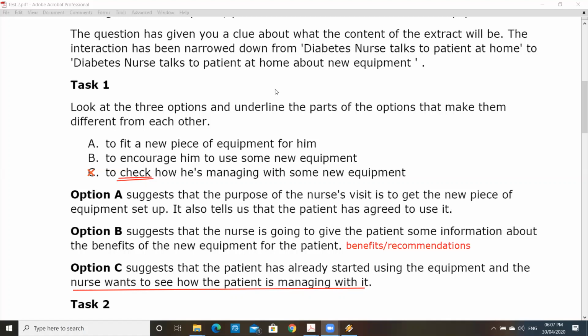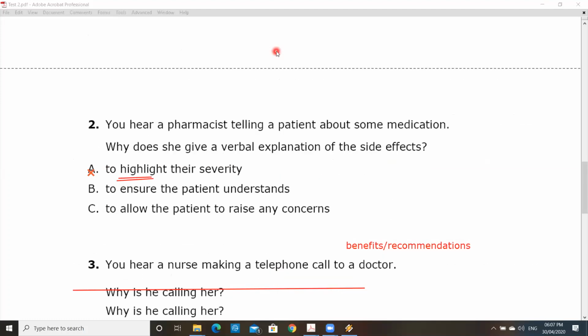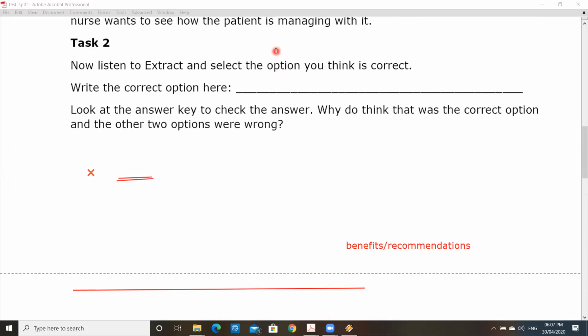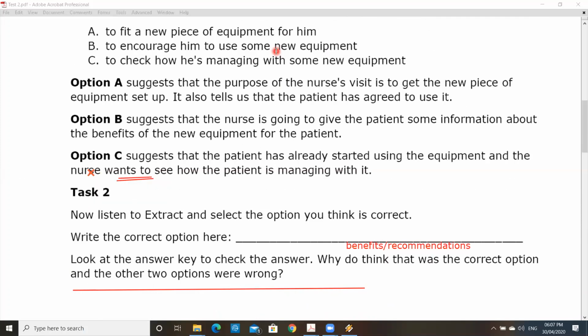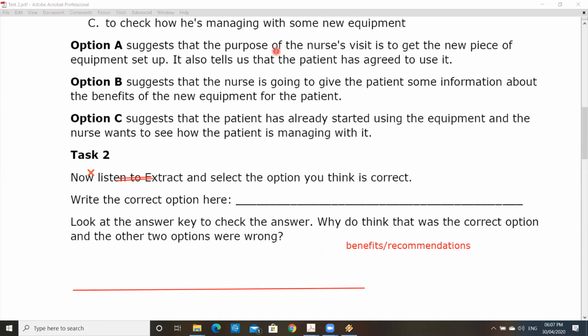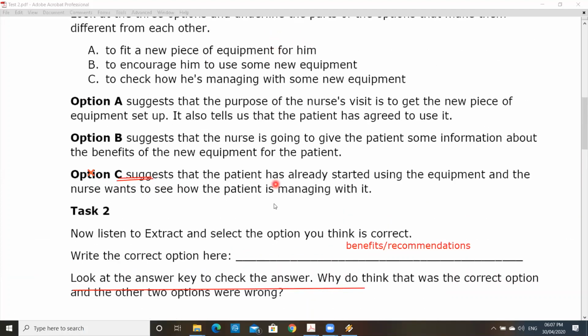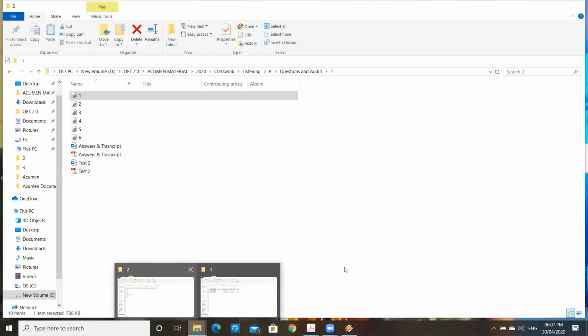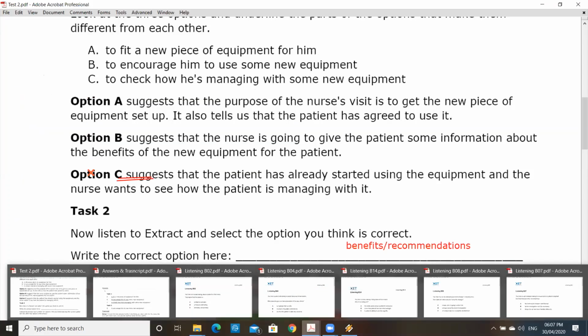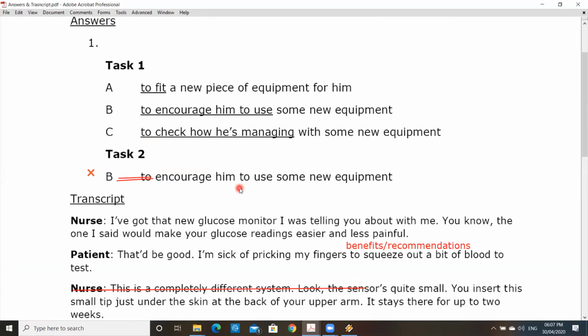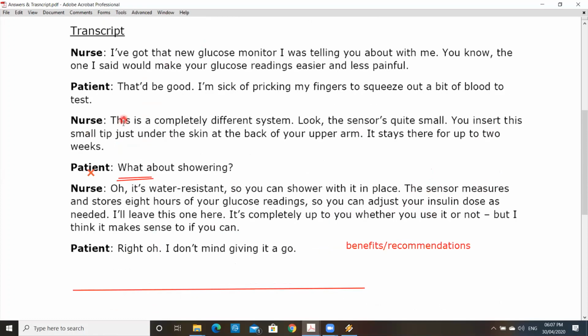So if you look at the expressions that the nurse used, I'll just get the transcript on screen before we discuss the answers. Here. You can see here the transcript.